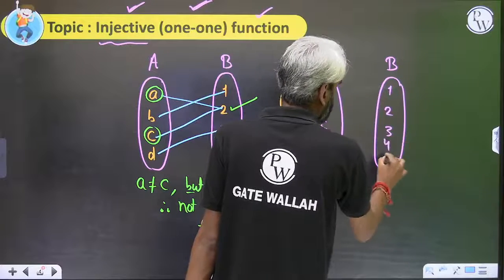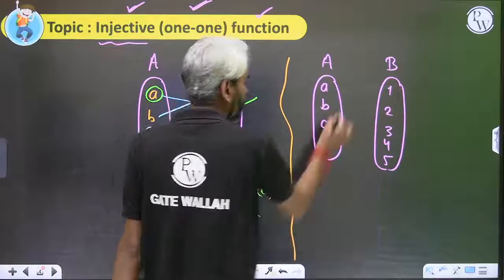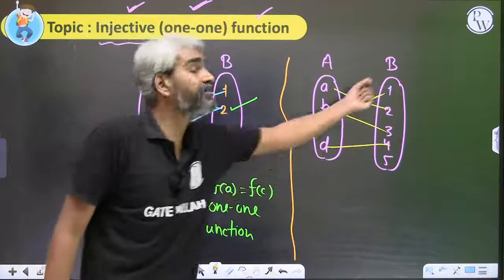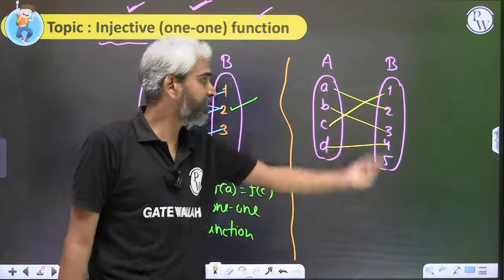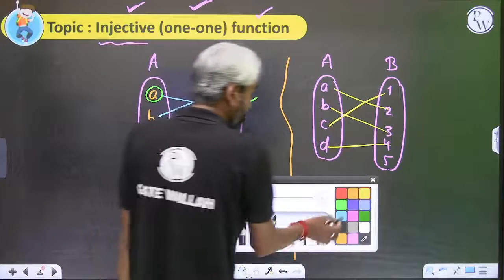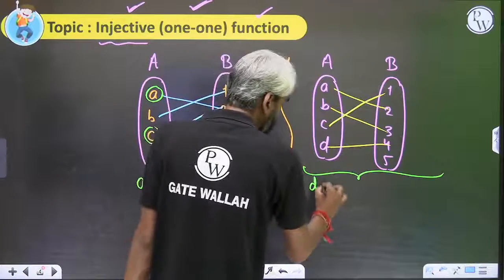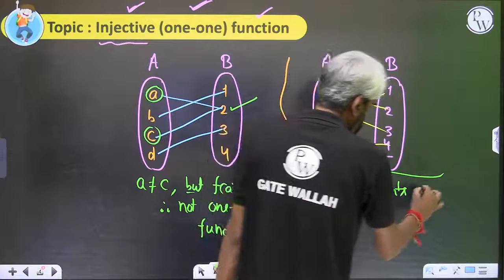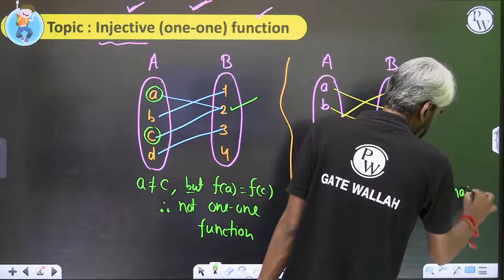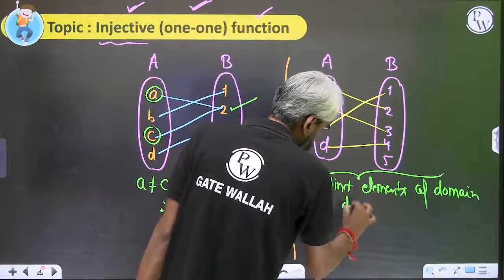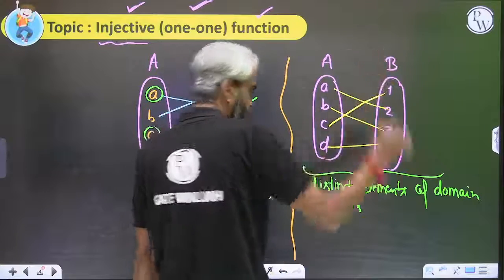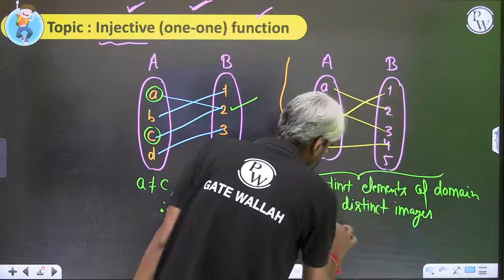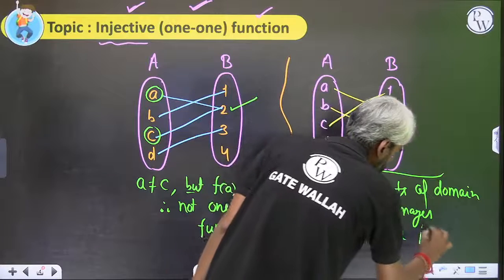Element 1, 2, 5. Now, if I ask you whether this is a 1-1 function or not, do you realize that all distinct elements of the domain are having distinct images? Distinct elements of the domain are having distinct images in the codomain, therefore it is a 1-1 function. So what do we say? All distinct elements of the domain are having distinct images, therefore 1-1 function. So that's the definition of a 1-1 function.